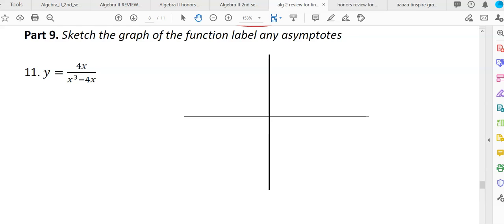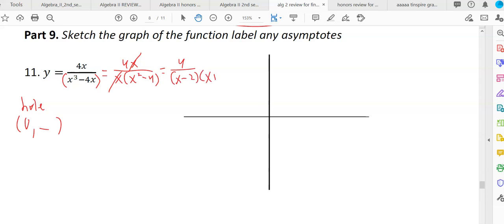Gets the graph, so the first thing I'm thinking, let's try to factor that guy. I see some factoring to be done. Hopefully maybe even something cancels. So x times x squared minus 4. Oh, something else cancels. So that cancels. That's nice. It's going to cause a hole at 0 comma something. And this is going to be 4 over x minus 2 times x plus 2, if you keep factoring there.